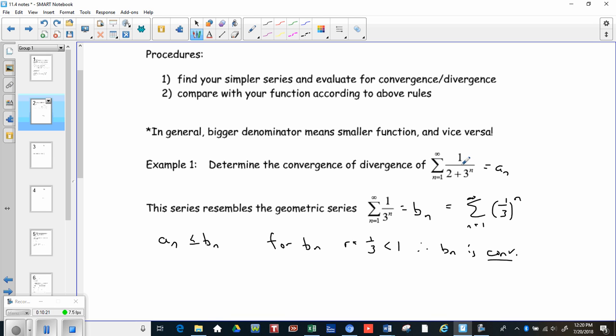Well, that's pretty easy to see in this case. There's not a lot to have to prove here. The denominator here is 3 to the n. The denominator here is 2 plus 3 to the n. This is a bigger denominator. Numerators are identical, so a bigger denominator typically means a smaller fraction, a smaller number. So we can definitively say that this is true, since a sub n is less than or equal to b sub n for all n, then a sub n is also convergent.